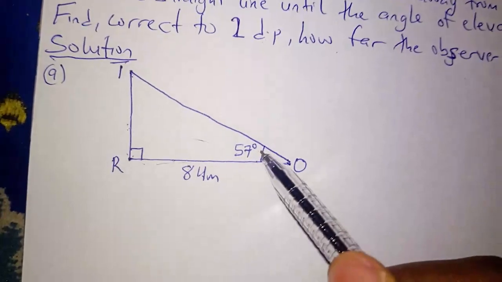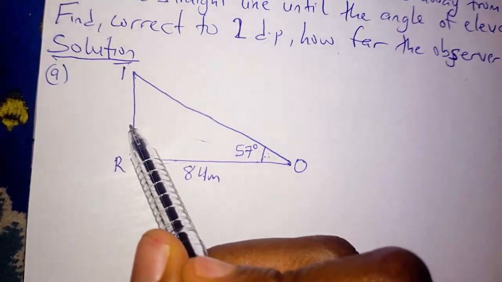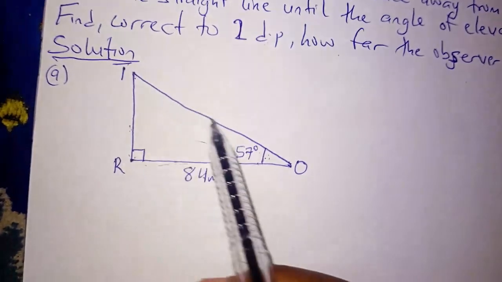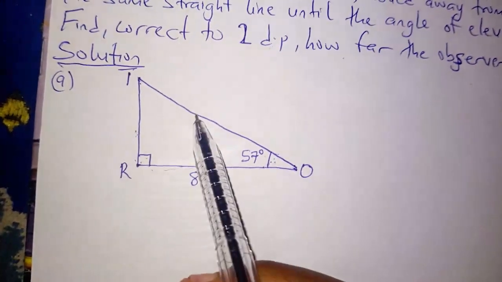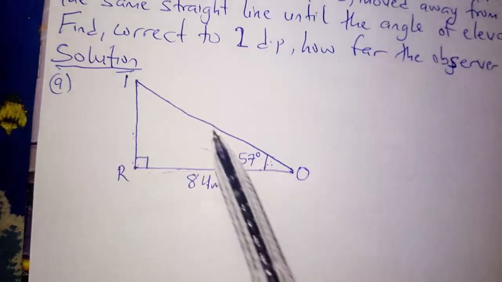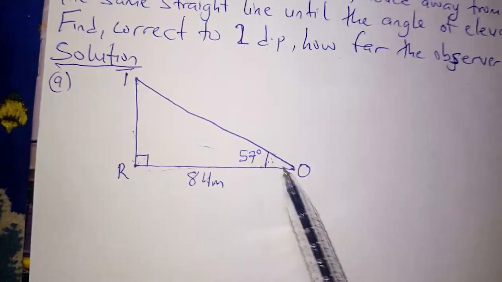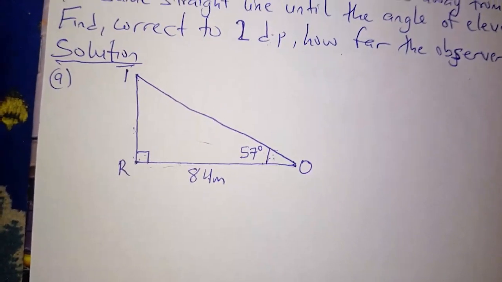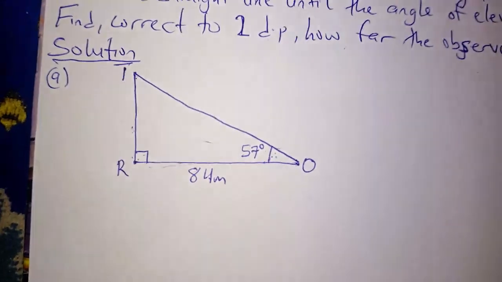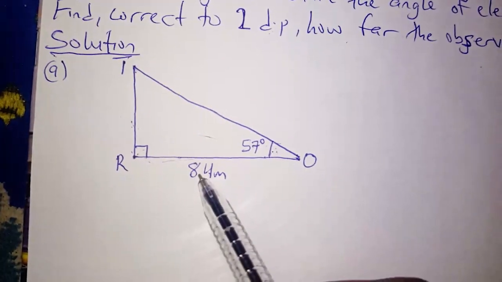So since we have established that the side facing 57 is the opposite, and the one facing the 90 degrees is the hypotenuse, then automatically this 84, that's RO, is going to be the adjacent.